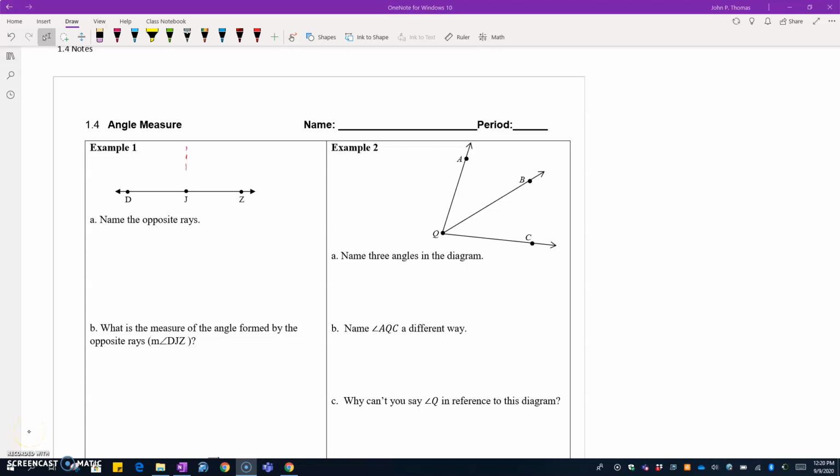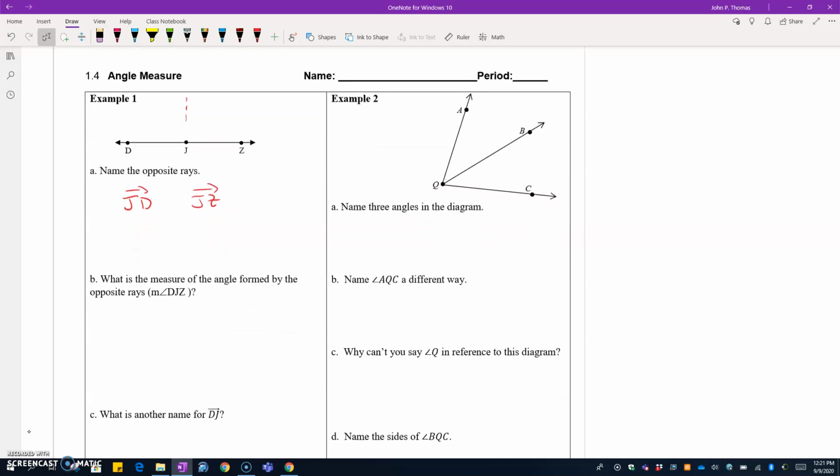All right, so first question is name the opposite rays, and we're working through the 1-4 notes for you guys that are at home today. So it says name the opposite rays. We're going to start at the endpoint, and we'll start with J out to D. That's one of our two opposite rays. And then we'll go J and Z, which goes out in the other direction, because opposite rays are two rays that point in complete opposite directions and share an endpoint.